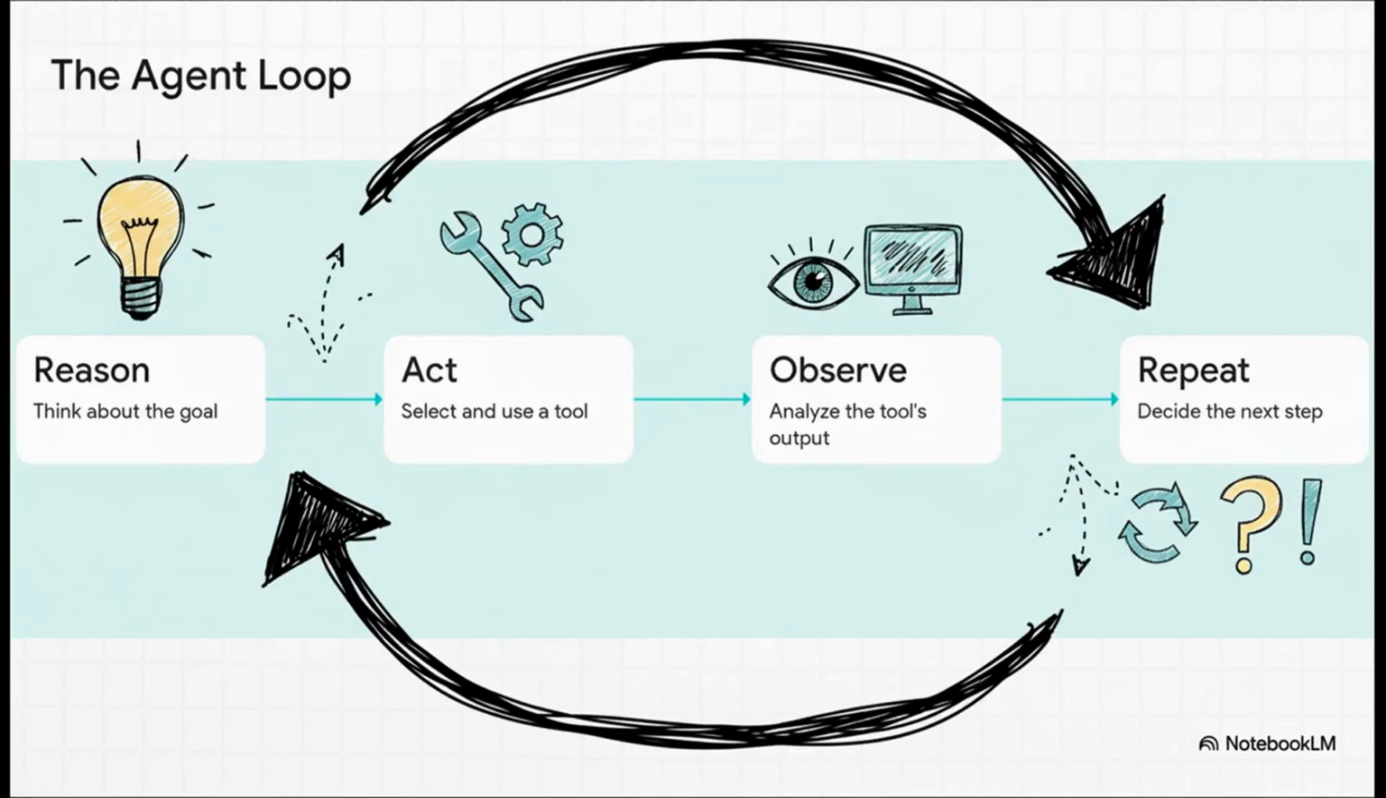And here's what that ReAct pattern looks like in action. It's this continuous loop. First, the agent reasons about the goal. Then it acts by picking a tool and using it. Next, it observes whatever came back from that tool. And finally, it repeats the whole process, deciding its next step based on that new information. It just keeps cycling through until the job is done.